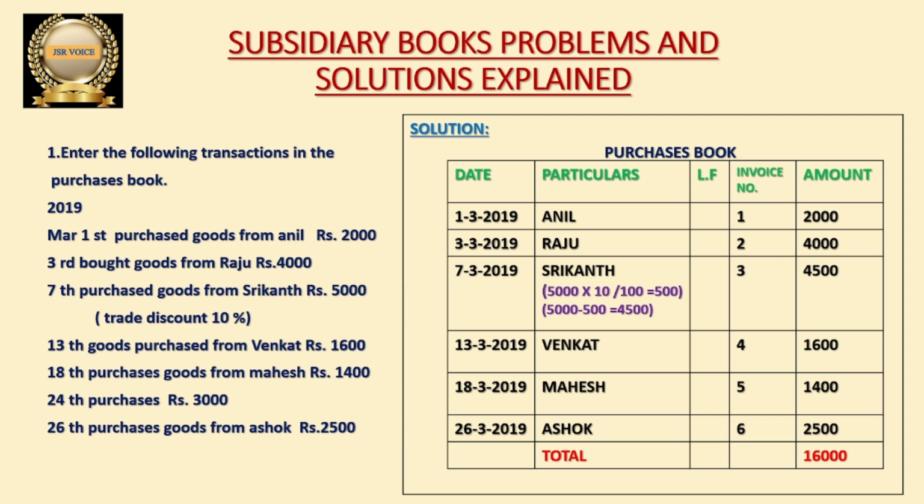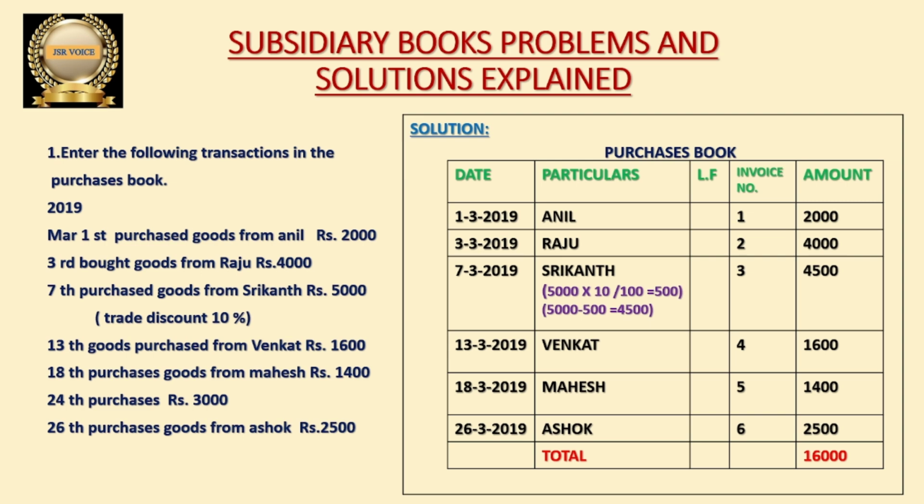I recorded here on the right side in the purchase book. You can see that in date column, date of that particular transaction, that is 3-3-2019. And next in particulars column, name of the person Raju. Invoice number, since it is not available in the question, I just have taken serial numbers one by one. Now it is second. And in the amount column 4000. Next one is 7th date. Purchased goods from Srikanth, rupees 5000.